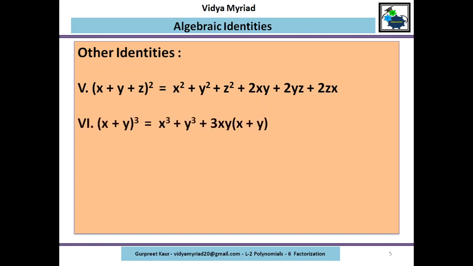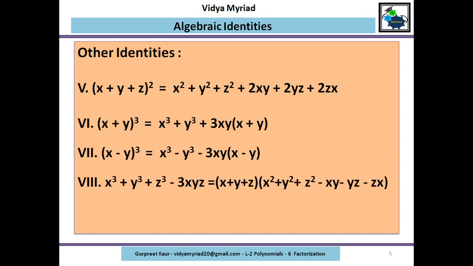Then the 6th is x plus y the whole cube. The 7th is x minus y the whole cube, and the last will be x cube plus y cube plus z cube minus 3xyz. When you solve this you get x plus y plus z into x square plus y square plus z square minus xy minus yz minus zx. So these are the 4 which we will be doing in the next slides with the help of examples.